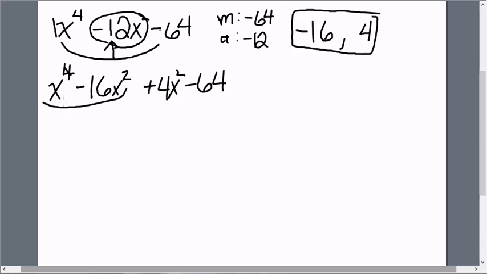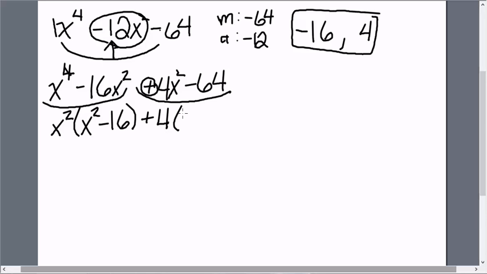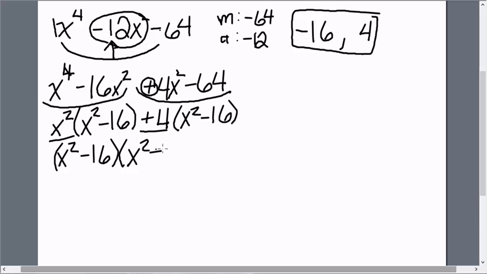We're going to go ahead and group them. And I'm going to go through this somewhat quickly since we did it already. The greatest common factor here is x squared. And we are left with x squared minus 16. This guy is a plus, so we're going to bring down a plus. And the greatest common factor is 4. And we get x squared minus 16 again. Since our parentheses match, I'm going to take them and put them into one parenthesis. And I'm going to take the leftovers, the x squared, the plus 4, and put them into another.